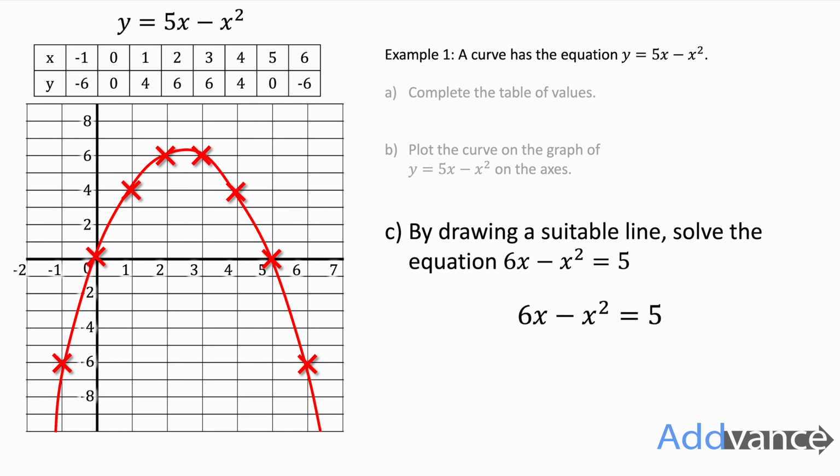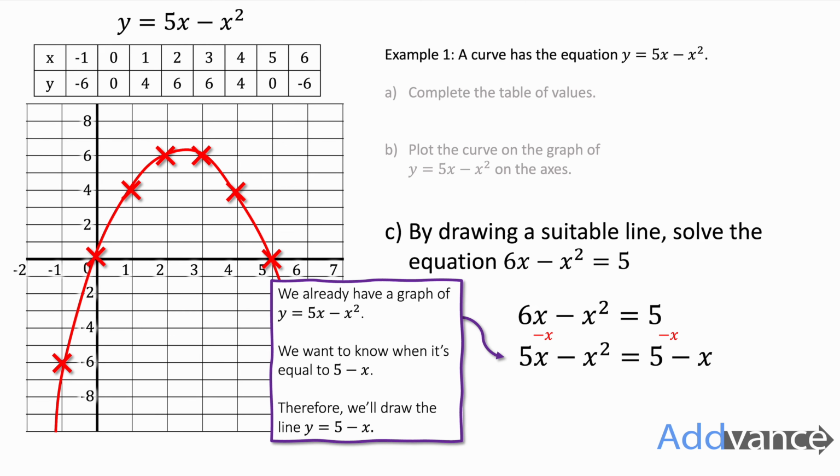The first thing I want to do is make the 6x into 5x. And the way I can do that is by taking x off both sides, like this. I subtract x from both sides, I get 5x minus x squared, and that's equal to 5 minus x. And now I've made my 6x minus x squared equals 5 look like 5x minus x squared on one side. And this means that I can now solve it using a suitable straight line. And the suitable straight line I'll draw is the one it's equal to. It's equal to 5 minus x.